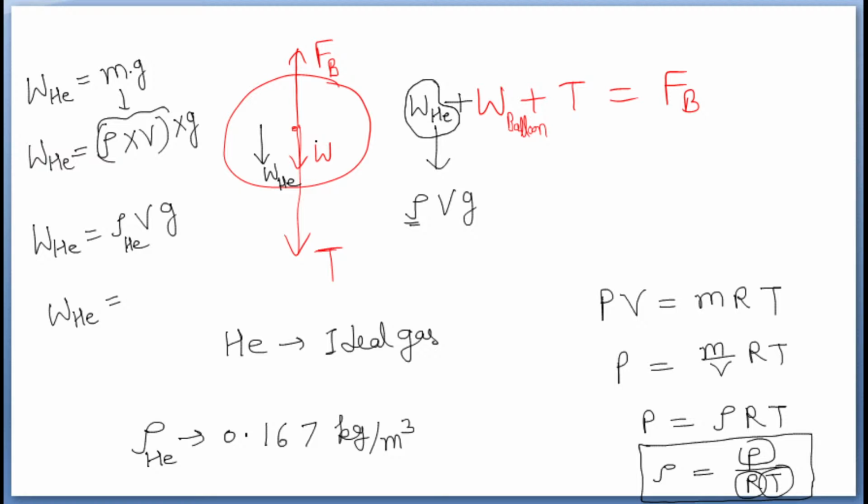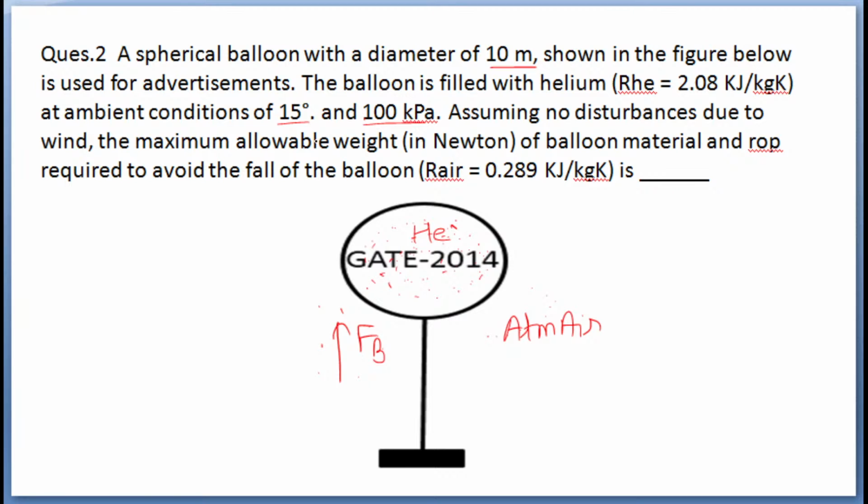Now come to the question again. Here it is given that, assuming no disturbance due to wind, the maximum allowable weight of balloon material and rope required to avoid the fall of the balloon. This balloon should not fall down, for that we have to calculate.